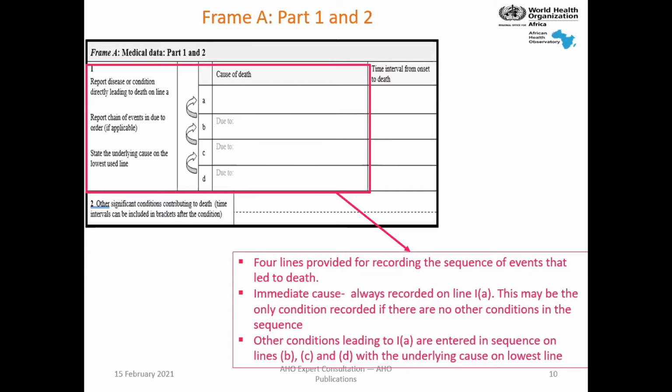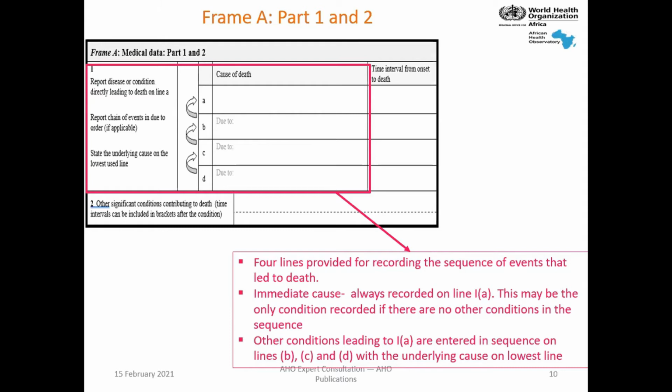Say, for instance, if I fill something on line A, I put something on line B, and I stop there, or a third one, I fill line C. Line C becomes the underlying cause of death. Don't say the underlying cause of death is always recorded in line D, no. As long as you're filling two lines, the condition you put in line B will be the underlying cause of death. The one you put in line A is the immediate cause of death. But of course, the conditions that I explained apply.